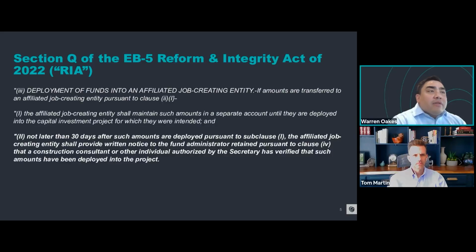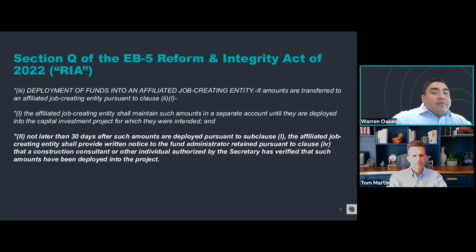But the other component of this Section Q is what we're going to be talking about today, which is the construction consultant role. And for NCEs that have common ownership with job creating entities, USCIS and Congress requires there to be a construction consultant that oversees and regularly reports to the EB-5 fund administrator about how the EB-5 funds are used by the project. And as you can see in the quote of the RIA that we have posted on the screen here, the construction consultant is supposed to provide, no later than 30 days after the funds have been deployed into the JCE, a written report to the fund administrator.